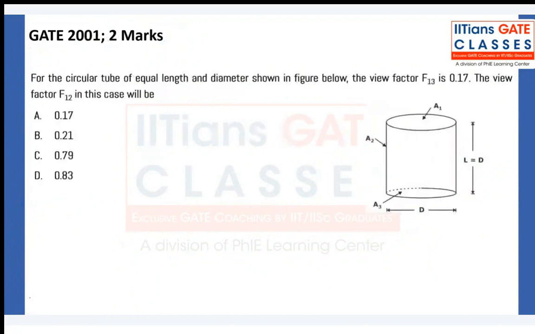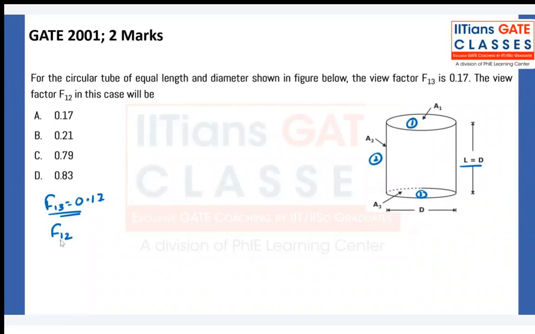For a circular tube of equal length and diameter, L is equal to D here, the view factor F13. Look, this is 1, this is 2, and this is 3. F13 is given to me, F13 is equal to 0.17. I need to find out F12.